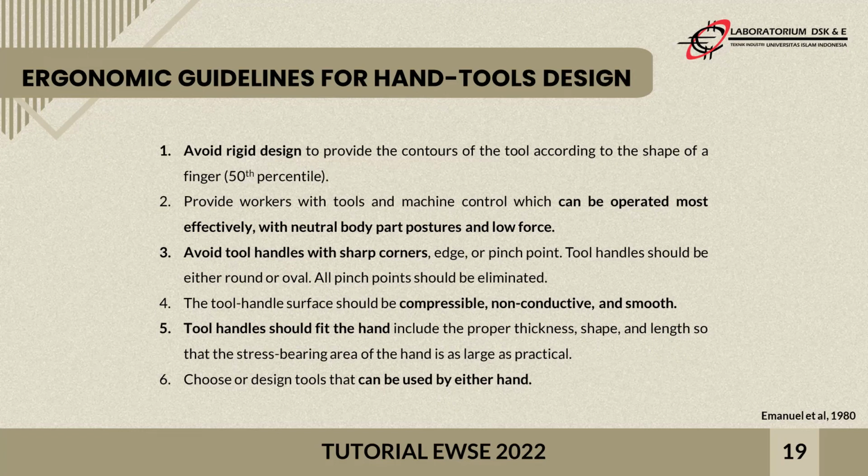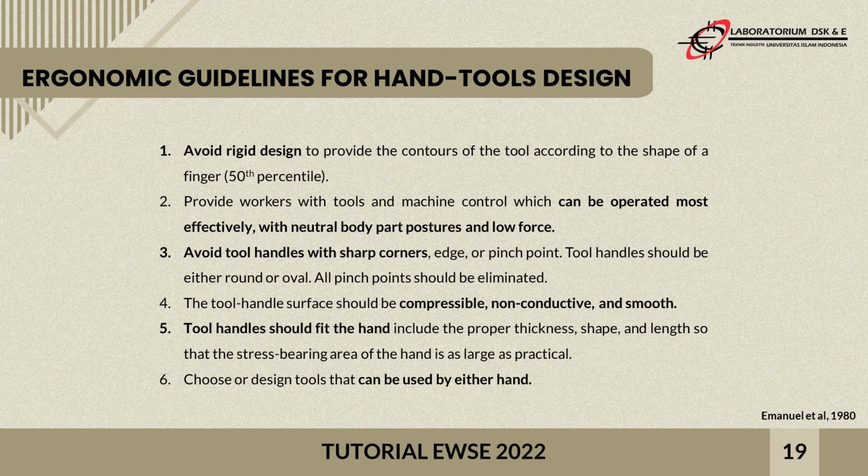Okay, next we'll get into more detail, namely ergonomic guidelines for hand tools design. Number 1. Avoid rigid design by making grooves in the tools according to the shape of the finger using percentile 50. An example is to make contour on a knife, then we have to make it safe, not slippery. 2. Avoid awkward movement on the use of tools that cannot be used effectively with normal posture and low pressure. For example, when we design scissors, the scissors should not be too tilted when we use them.